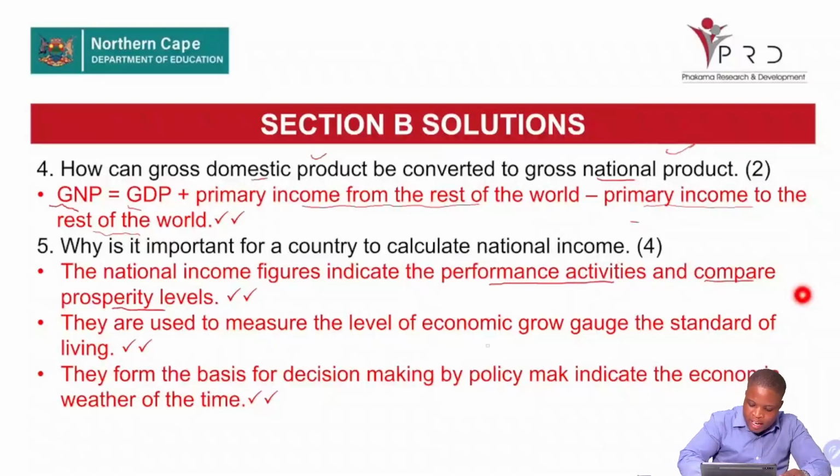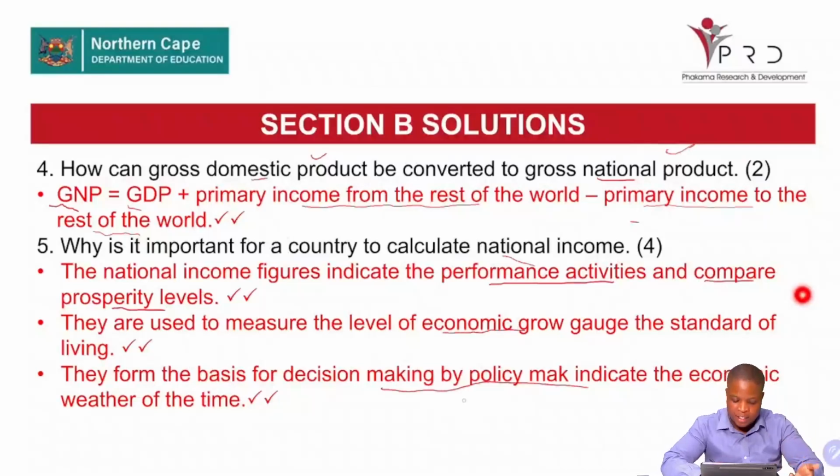They are used to measure the level of economic growth, right, and also check our standard of living in a country. They form the basis for decision making by policymakers. So policymakers will need this information of our national income so that they are able to make proper decisions. For example, if the national income is low, then the monetary policy will want maybe to increase the money supply in circulation by reducing the interest rate. So they are using the policy in order to assist. So we calculate this so that the policymakers are able to make the right decisions.